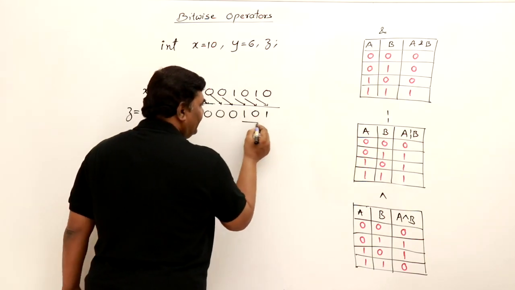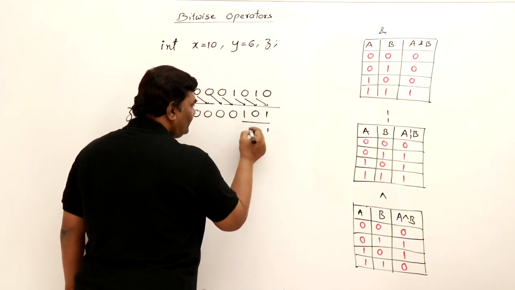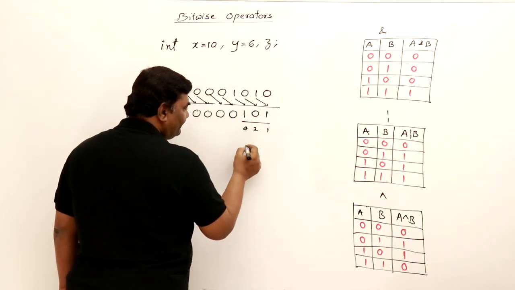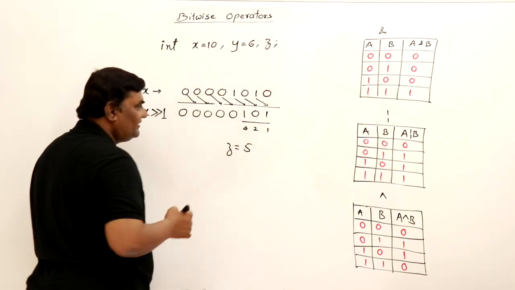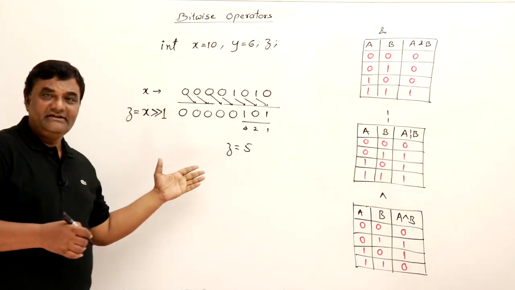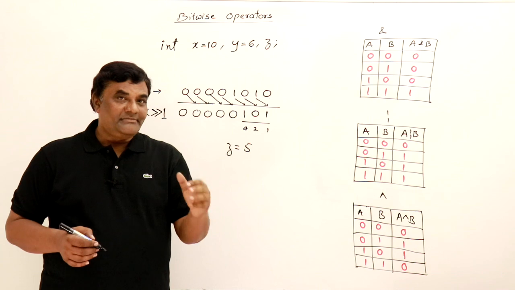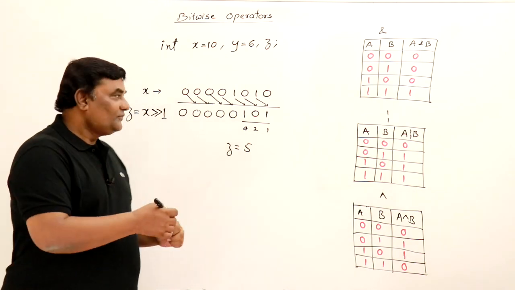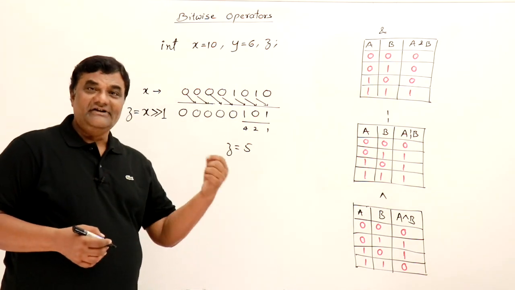So what is the number? Here is the number. How much is it? 1, 2, 4. This is 4 plus 1, 5. So Z value will be 5. So what has happened to the number? The original number is 10 and in Z we are getting 5. So the number is divided by 2. Yes. If you right shift by one place, it gets divided by 2.